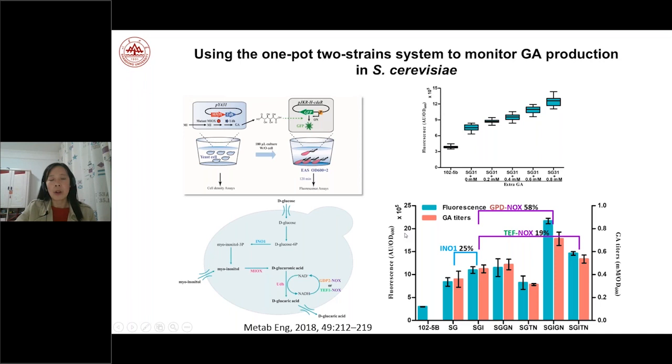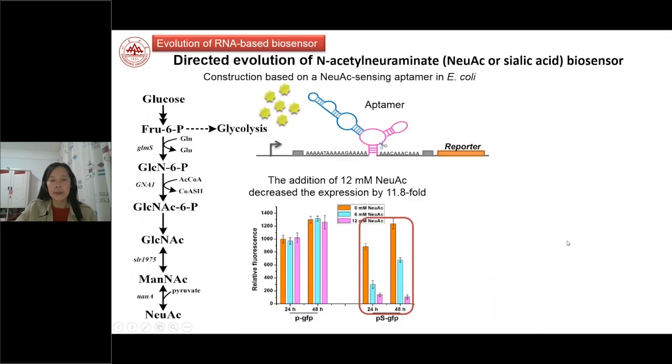Sometimes, even when we have already developed the biosensor very successfully, perhaps it's still not good enough for application in metabolic engineering. For example, several years ago, a student in our group built another sensor. It's an aptamer-based sensor. This sensor can sense the metabolite change of sialic acid. However, it can only sense up to around 4 grams per liter concentration of sialic acid.